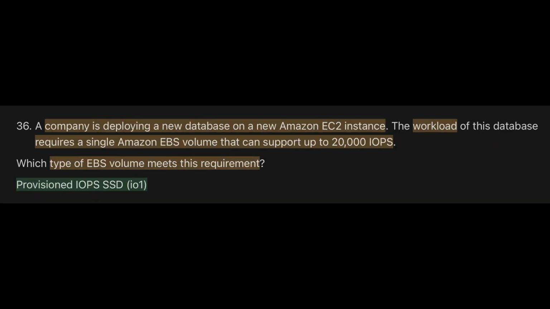And now let's say a company is deploying a new database on a new Amazon EC2 instance, and the workload requires a single Amazon EBS volume that can support up to 20,000 IOPS. And so the type of EBS volume that meets this requirement is the Provisioned IOPS SSD.